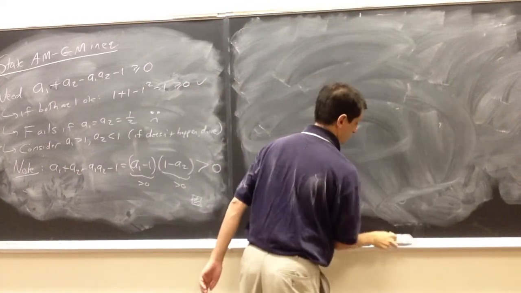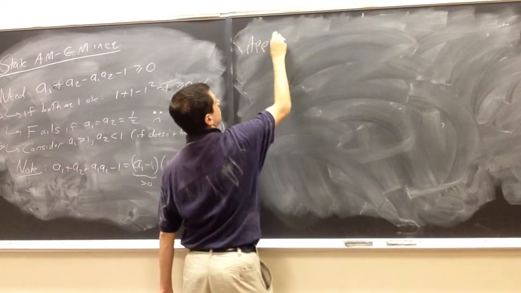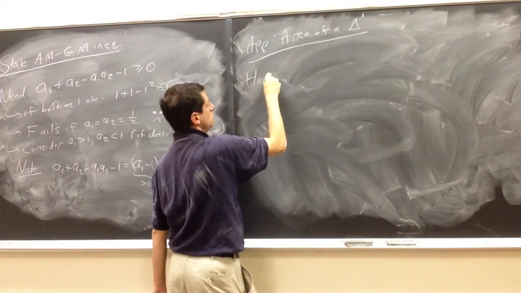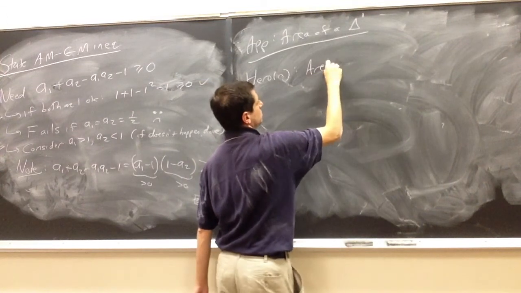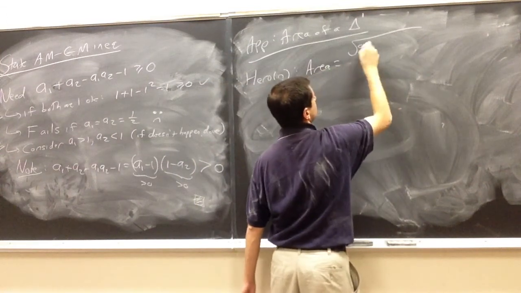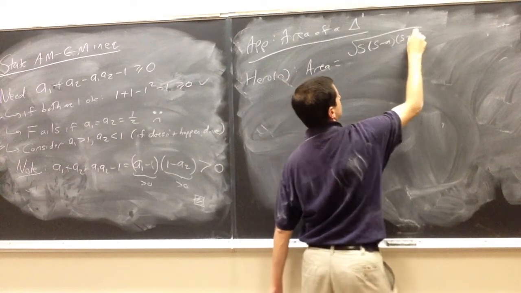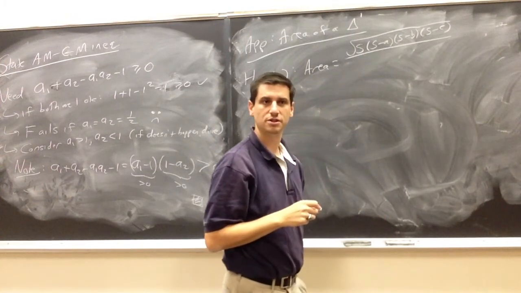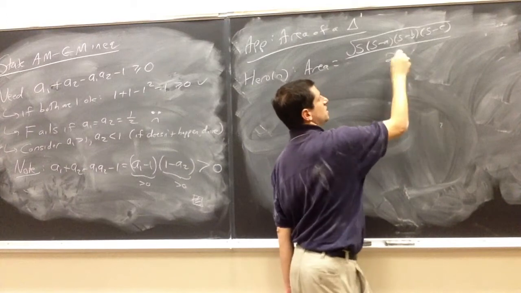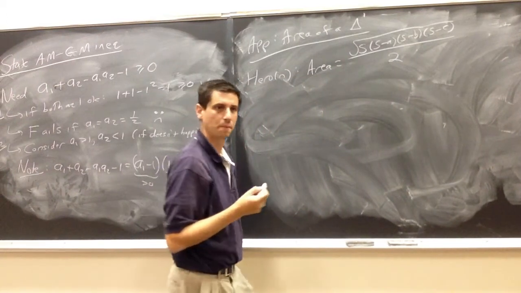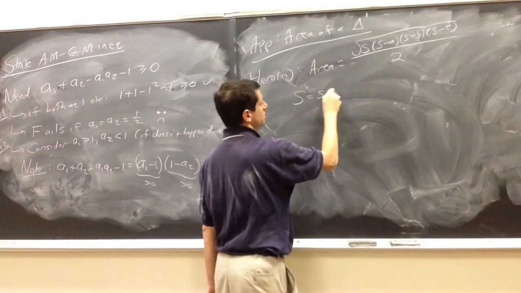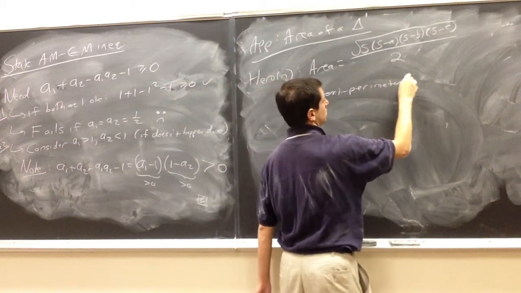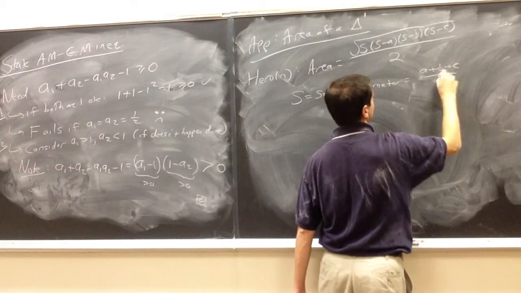Okay, so, application: area of a triangle. Heron says the area is equal to the square root of s times s minus a, s minus b, s minus c, and then do I divide by 2? I should probably read this. I think this is the formula for the area of a triangle. Somebody will have to check that later. Where s is the semi-perimeter, which is equal to a plus b plus c over 2.